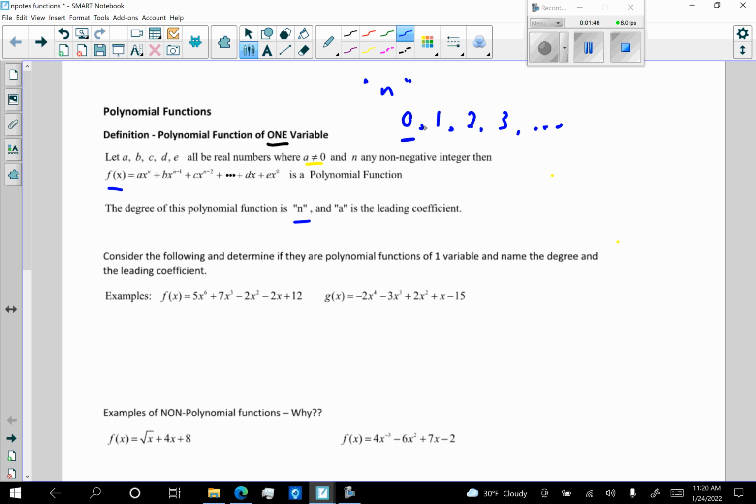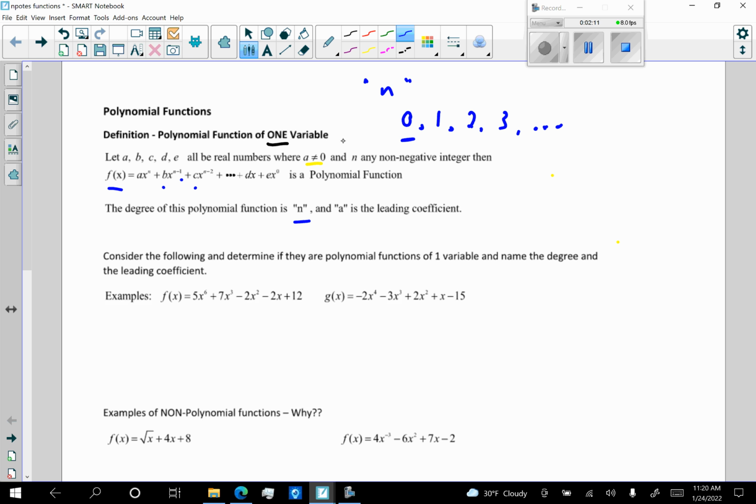So here's a polynomial. All of these a, b, c, d, and e are real numbers. The only stipulation is a can't be 0, and that all of these exponents are non-negative integers. And so if n started out 4, n minus 1 would be 3, n minus 2 would be 2. Therefore, it's easy to look at a real example.